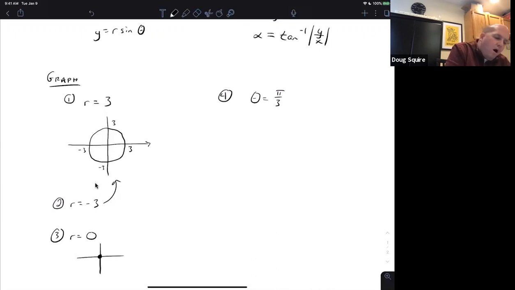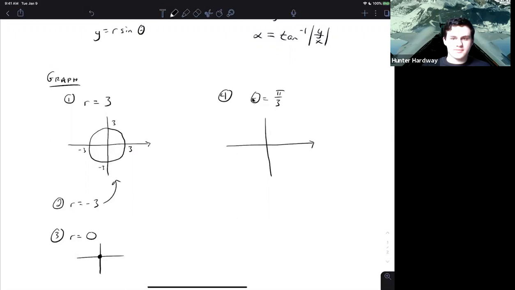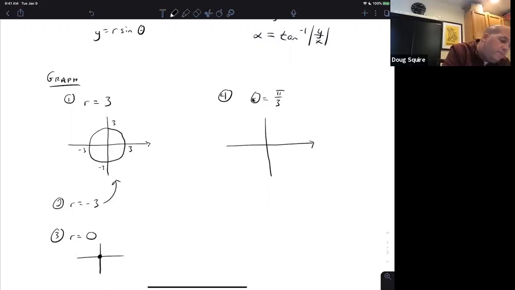So we're going to graph all of the points where theta is pi over 3, but r could be anything you want. So what would you get if you did that, do you think? A line. You'd get a line. And so you get all of the points up here along the angle pi over 3, because that would get you all of the positive r's.